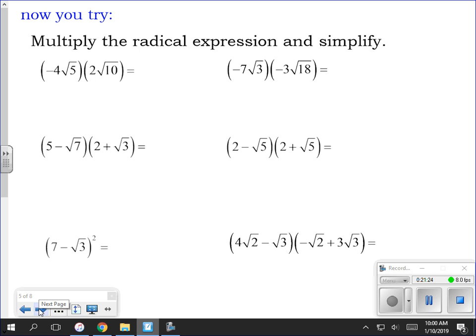Your turn, do those. Okay, so let's do this. First one, negative 4 times 2 is negative 8. And then root 5 times root 10 is root 50. I can simplify the square root of 50. 50 is 25 times 2. So this is 5 root 2. So I have negative 8 times 5. I get negative 40 root 2.